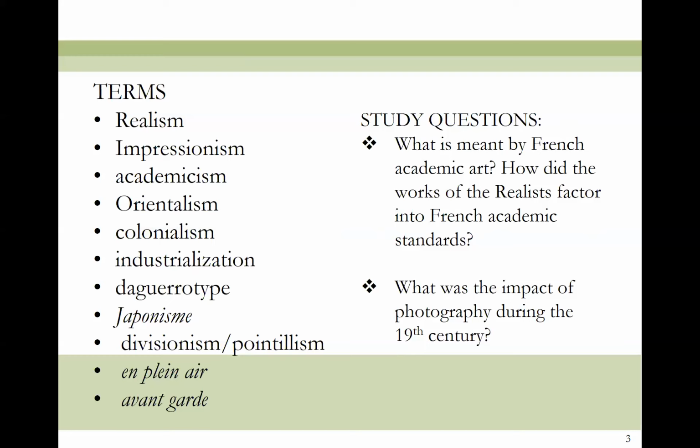So these other terms, like a daguerreotype, which is an early form of a photograph, we'll see. And then next time when we talk about Impressionism, we'll talk about Japonisme, Divisionism, en plein air, and avant-garde. But those are really terms for next time.